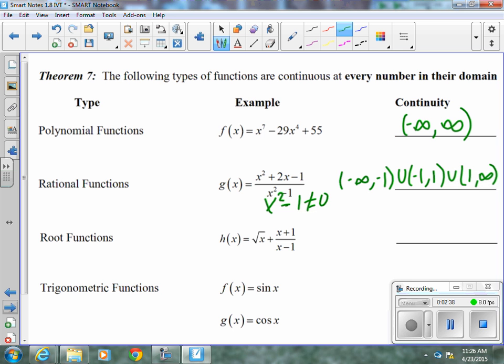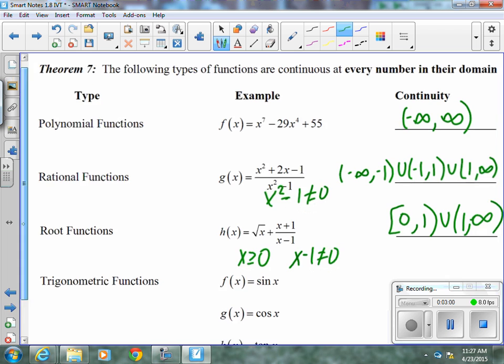H of x is a little bit different. It's going to be from 0 to 1 and from 1 to infinity, because the expression in a radical has to be greater than or equal to 0, but the denominator can't equal 0, so everything 0 and bigger works except for 1.